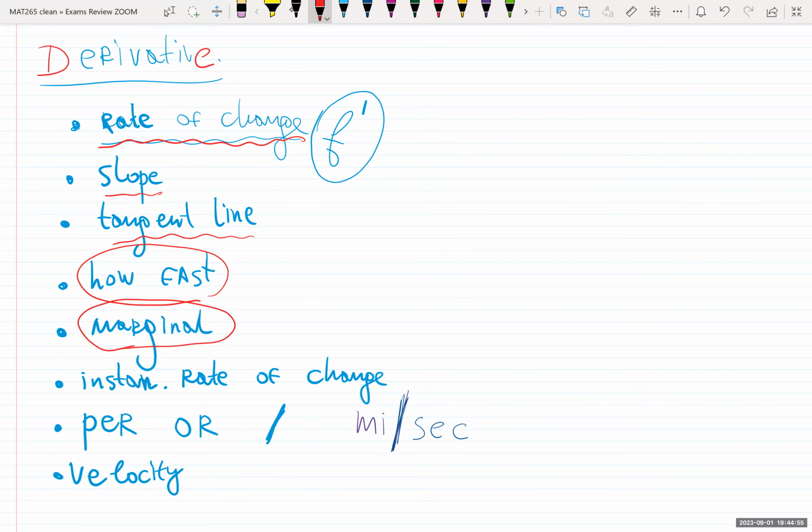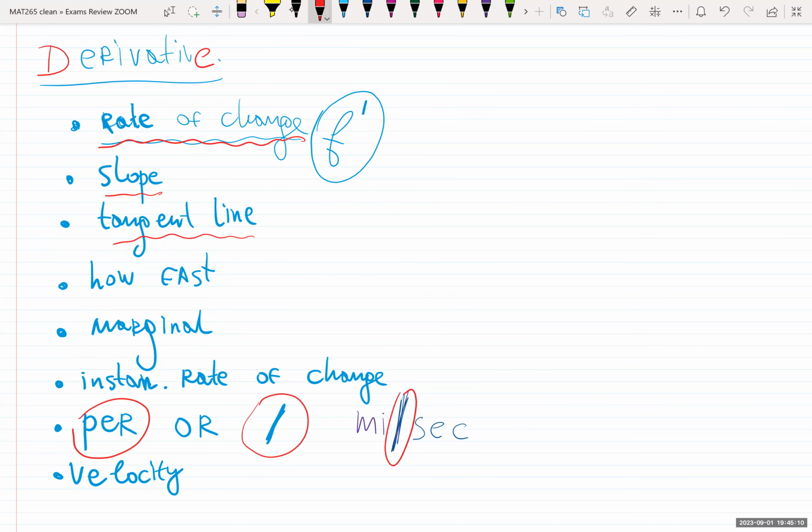That's what it means. Instantaneous rate of change, also derivative. If you see "per," miles per hour, that's velocity, that's derivative of speed, derivative of distance. Slash, that's also "per." So miles per second, or liters per minute, whatever. That is change, derivative. And also velocity or speed.